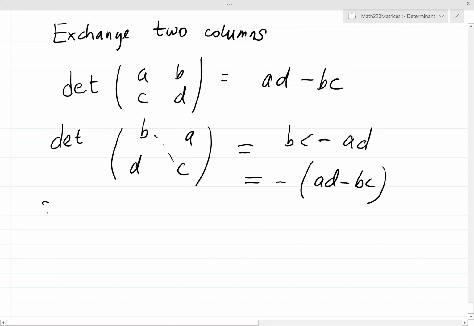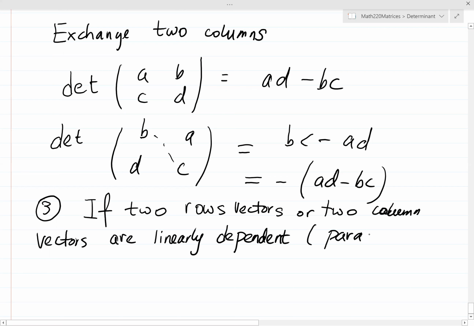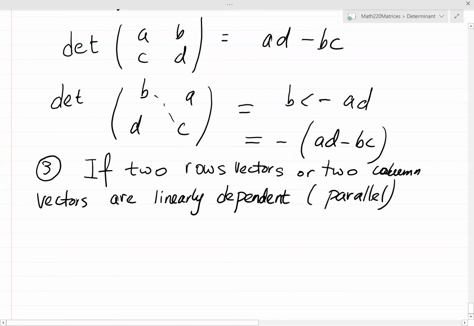The third property: if two row vectors or two column vectors are linearly dependent, meaning they are parallel, so one is a multiple of another vector, then the determinant is 0. The determinant of A is 0.